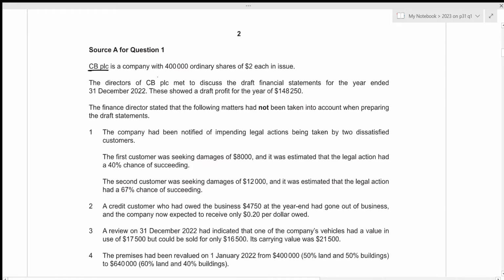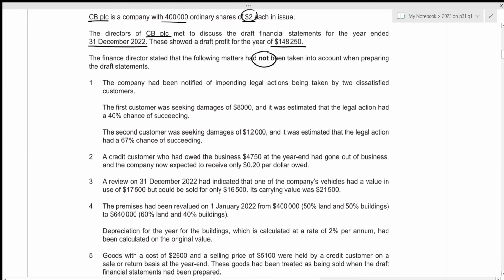CB PLC, so this is a public limited company, is a company with 400,000 ordinary shares of $2 each in issue. So this is the nominal rate. Then the directors of CB PLC met to discuss the draft financial statements for the year ended 31st December 2022. That's our closing date. These showed a draft profit for the year of 148,250. Then, the finance director stated that the following matters had not been taken into account when preparing the draft statements. So, we need to take a look at the following errors or following misinformation.